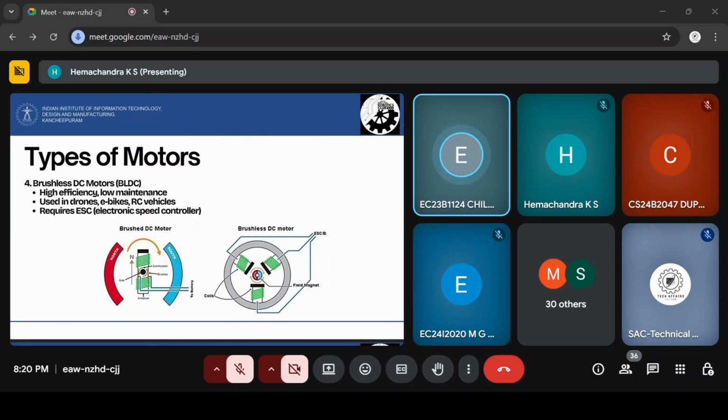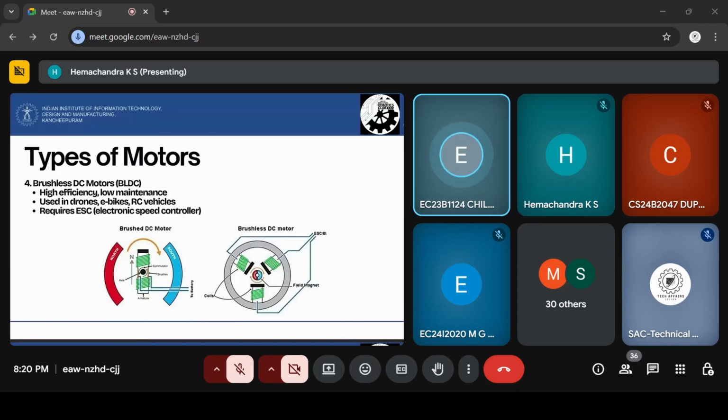The working principle of the BLDC motor is, as I told, the same as a DC motor, but there will be no brushes. There is also electromagnetic induction that takes place inside the motor. The motor consists of a rotor with a permanent magnet and a stator with multiple coils. An electronic speed controller, basically ESC, is used for these BLDC motors.